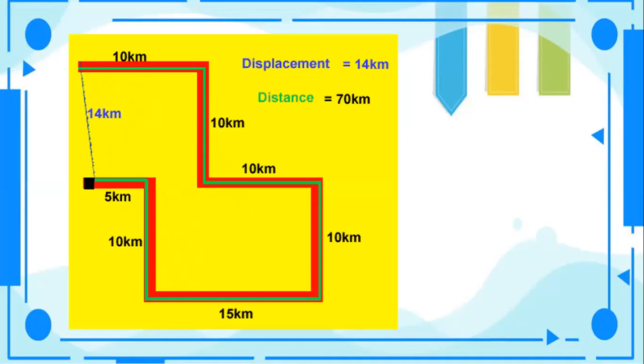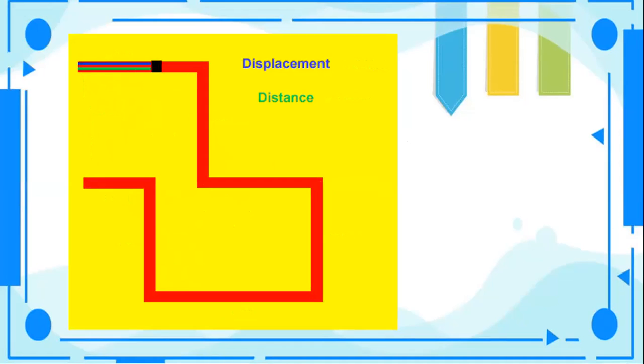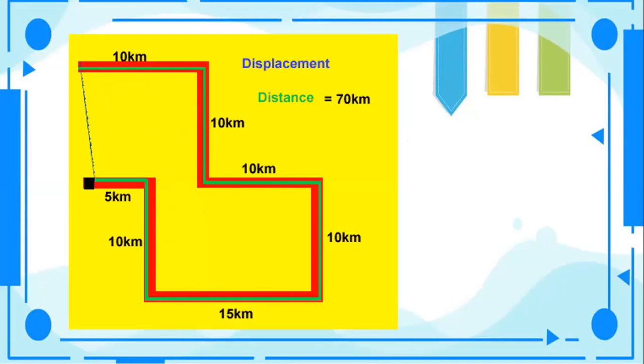So based from our discussions, we can conclude that distance is a scalar quantity that refers to how much ground an object has covered during its motion, while displacement is a vector quantity that refers to how far out of place an object is, or the object's overall change in position.